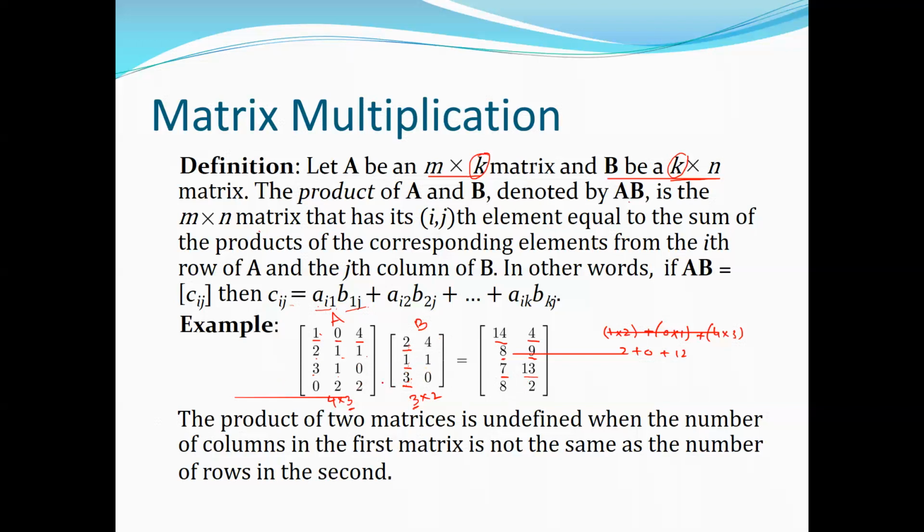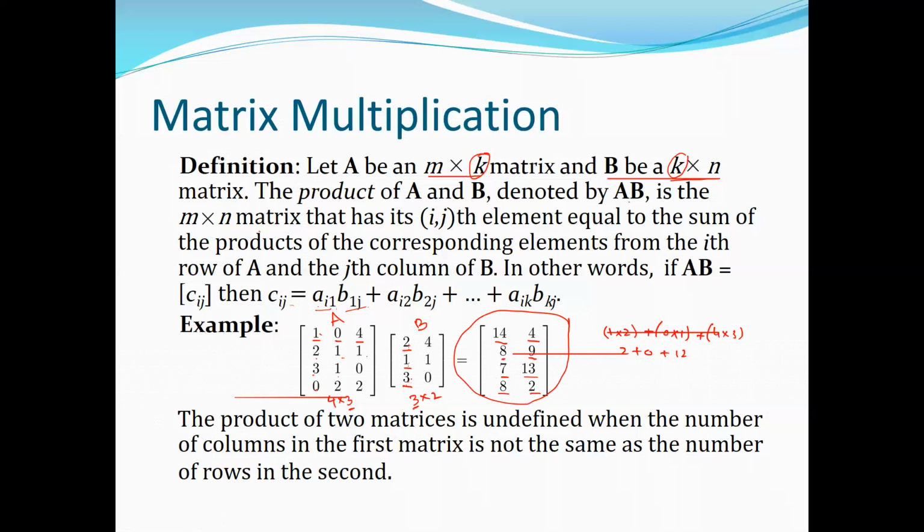Fourth row with the first column. So 0 into 2 is 0, 2 into 1 is 2, 2 into 3 is 6. 6 plus 2 is 8. We got it. Then fourth row with the second column. 0 into 4 is 0, 2 into 1 is 2, 2 into 0 is 0. So the resultant is 2. So that's how we have obtained this A multiplied by B or A cross B matrix, right?